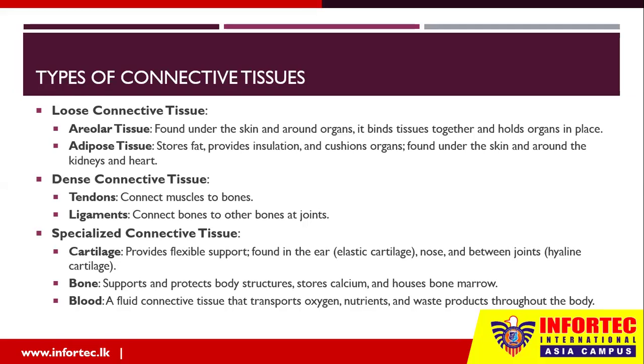Then moving to fluid connective tissues. When we consider fluid connective tissues, there are two types: blood and lymph. When we consider blood, it is a fluid connective tissue that transports oxygen, nutrients, and waste products throughout our body. For example, red blood cells, white blood cells, and plasma, all these components are transported throughout our body.